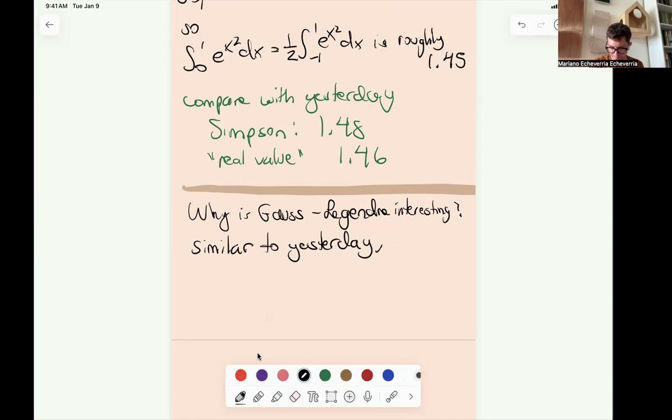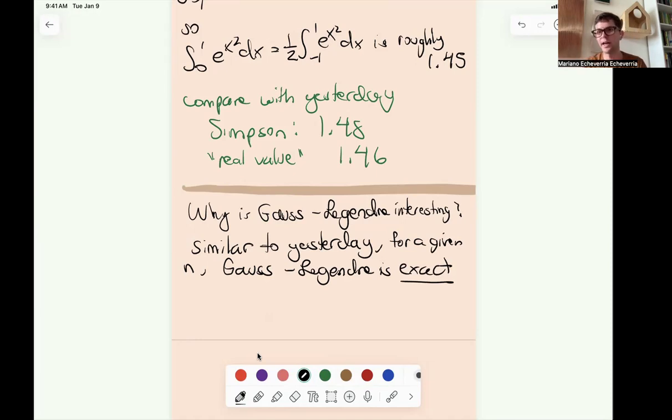For a given n, Gauss Legendre is exact if f of x happens to be a polynomial of degree n.